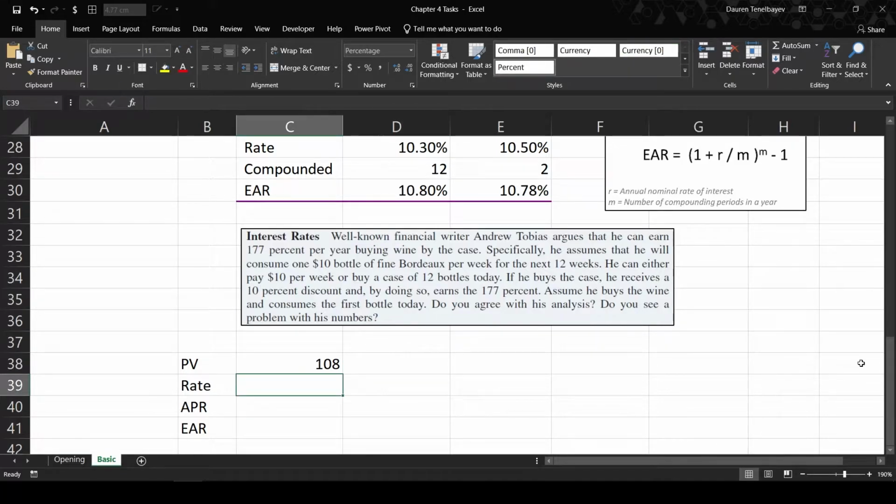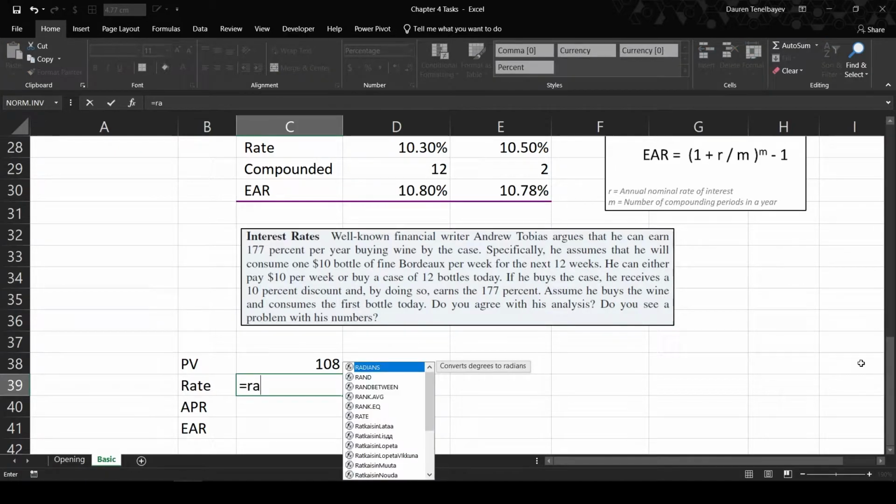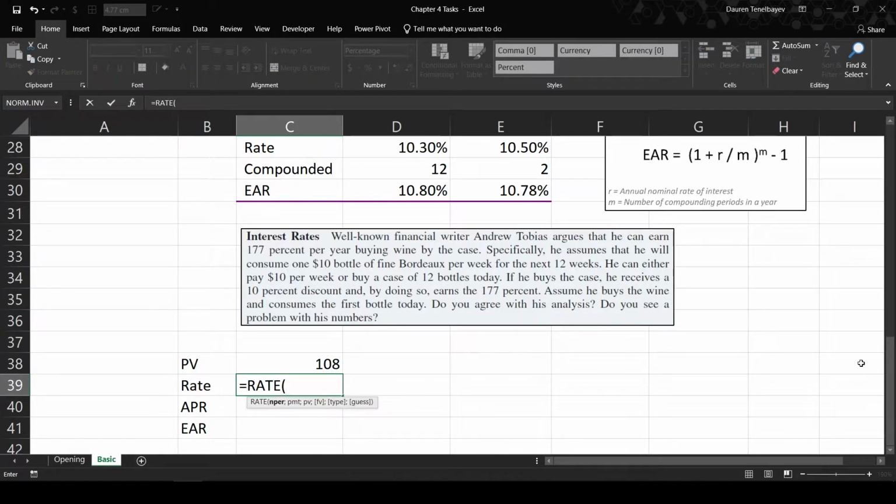So we have to calculate the rate. We use the formula for rate. Number of periods is 12 months, and PMT, which is given in the text, is $10. We use negative PV, and then we don't have a future value. And for the type, we will use the beginning of the period, which stands for annuity due, not ordinary annuity, but annuity due.